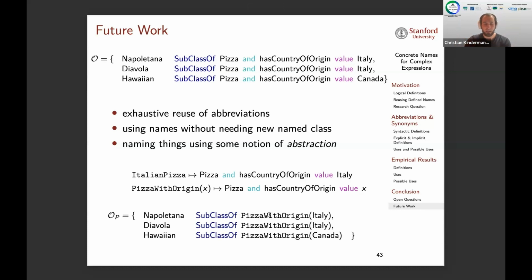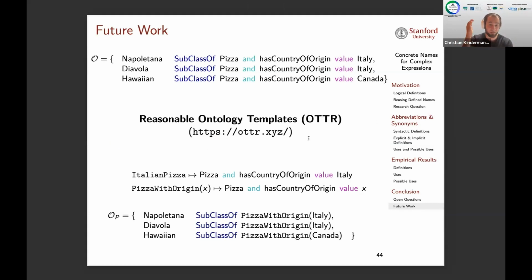And here, I would like to come back to the work of Martin Chevland, which is all about reasonable ontology design templates, which essentially allows you to do this. And I think it's a great line of work. And if you have the time to check out what Martin does, please do. I think it's a great tool.